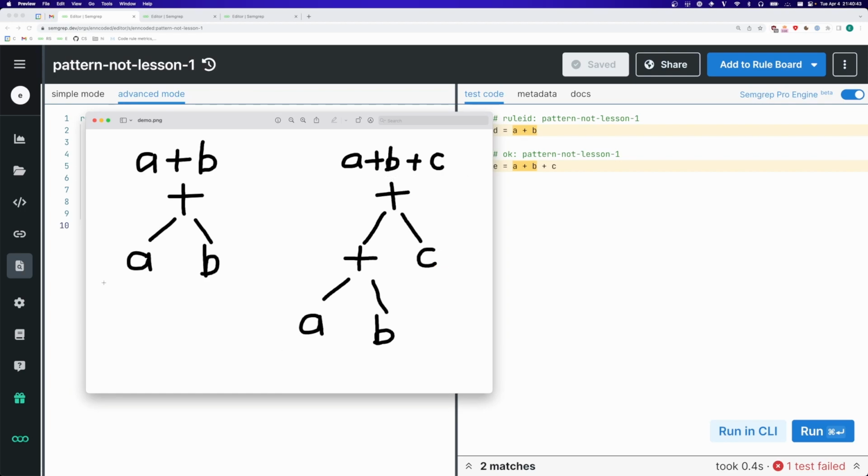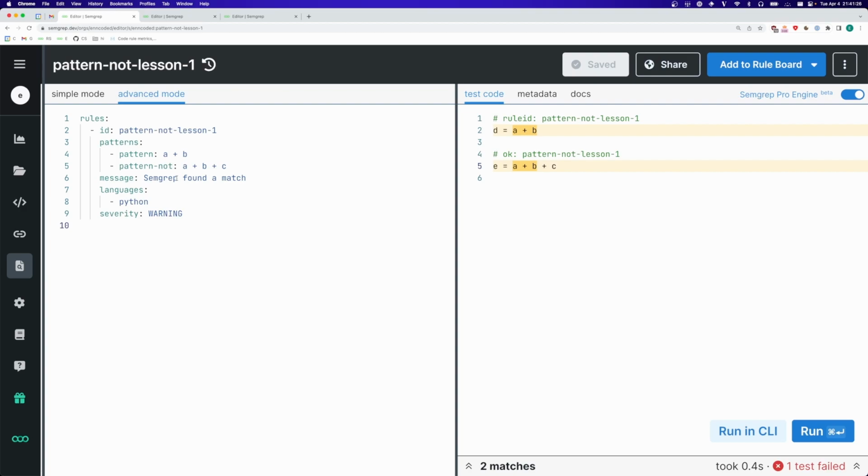The difference between pattern not and pattern not inside is that pattern not will try to match these two trees exactly, whereas pattern not inside will do the smarter behavior of checking recursively inside. Pattern not sees this tree, and if it thinks that these two trees are different, which in this case they are very different, the one on the right just has more branches. It's a bigger tree than the one on the left. Because they are different trees, it is unable to compare them, which is why the pattern not does not work in this rule.